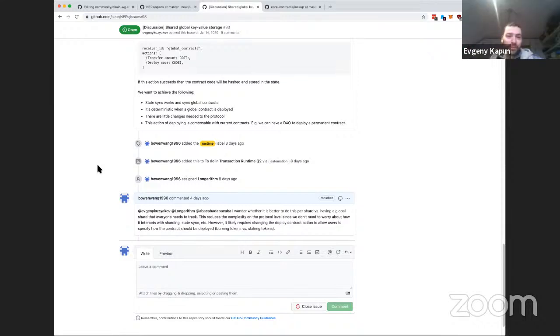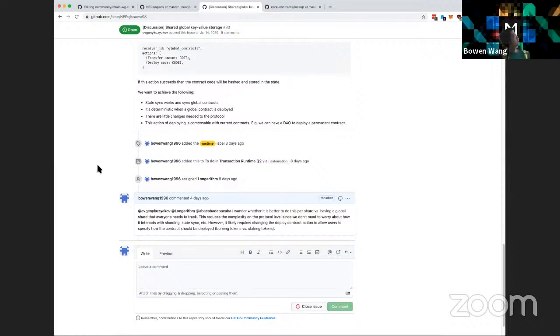So we want to be able to split the shards in any way we want. Like if we see that the shard becomes too big, we want to split it, and we want this to be transparent to users. So we don't want the users to have to know what is in what shard. It should be an implementation detail. I see. Okay.